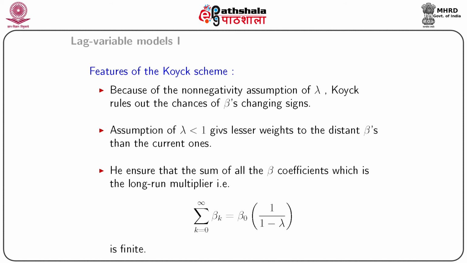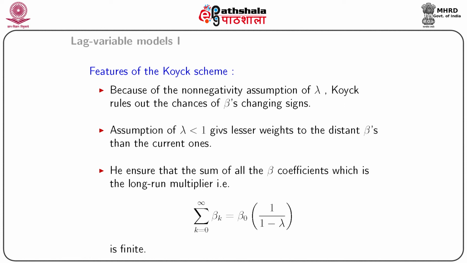Now let us discuss some of the features of the Koyck scheme or approach. Because of the non-negativity assumption of lambda, we had seen previously that lambda lies between 0 and 1. Koyck rules out the chances of betas changing signs, and this is why it was one of the assumptions made in the Koyck approach. One was that the model is an infinite lag model, and the second was that the regression coefficients do not change signs. Here we see the reason why: the non-negativity assumption of lambda. The assumption of lambda less than 1 gives lesser weight to the distant betas, as we saw in the previous slide. As we go further back in time, the effect of the independent variable x on our dependent variable y gets lesser and lesser.